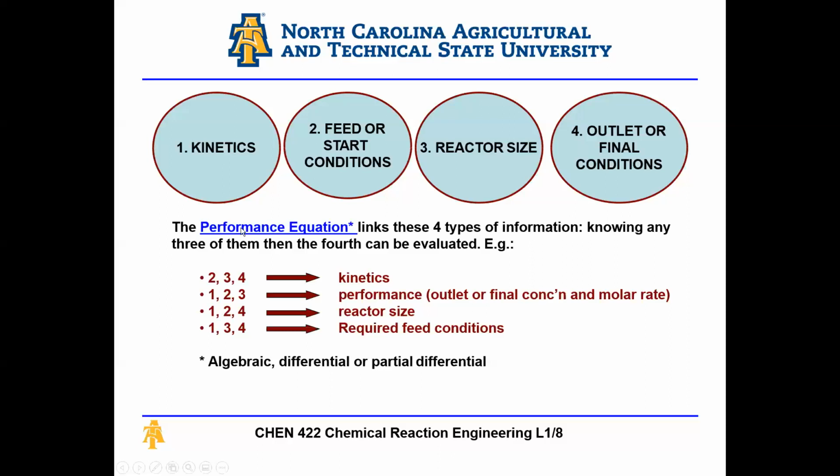And once we derive a performance equation for a reactor, if I have three of these, I can always extract the fourth, right? So if I have the feed conditions, reactor size, outlet conditions, I can know the kinetics. If I have 1, 2, and 3, I can know 4. If I have any three of them, I can always get the fourth one.